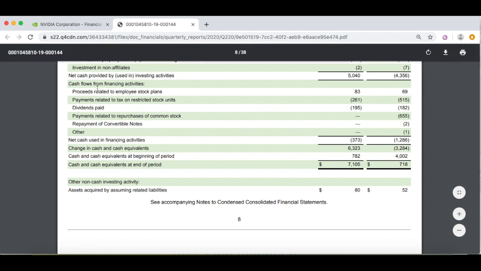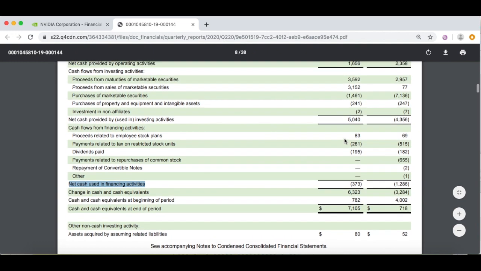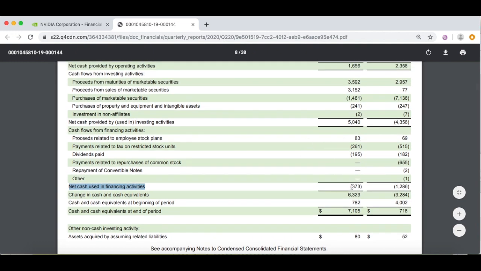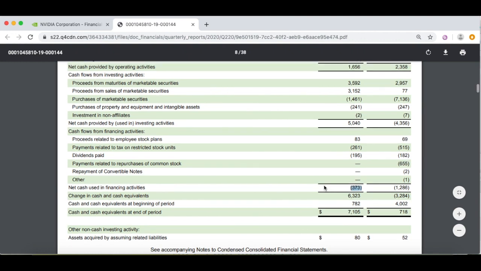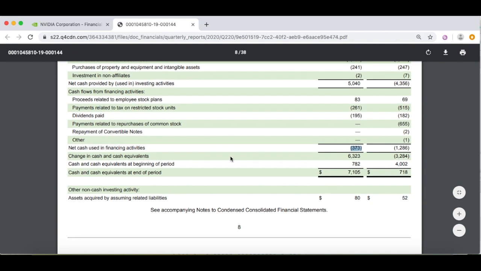The rest of these numbers, we've got some employee stock plan. We've got some more tax stuff. We've got repayments on a convertible note here that didn't apply to this current quarter. And we've got net cash used in financing activities. So that gives you an idea of what they're doing in terms of financing their money. Last year, this amount of money went out the door. This year, this. Net change in cash equivalents.